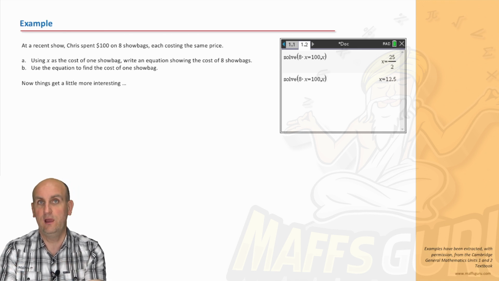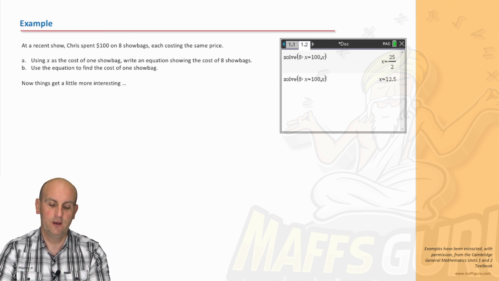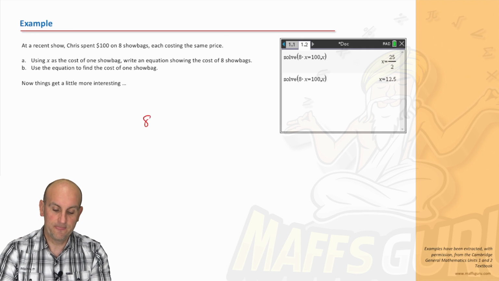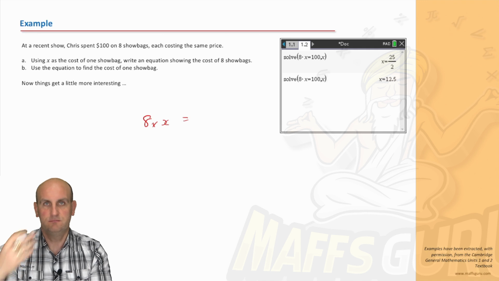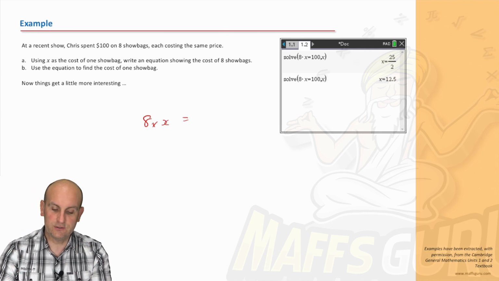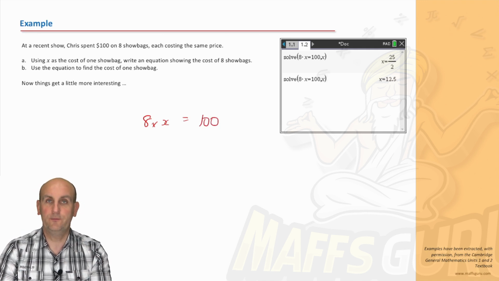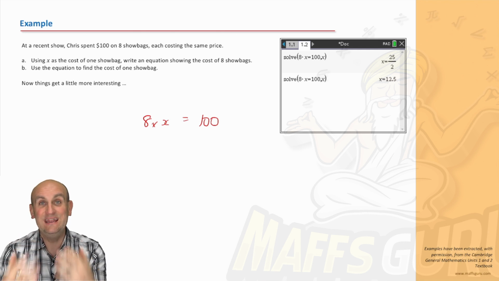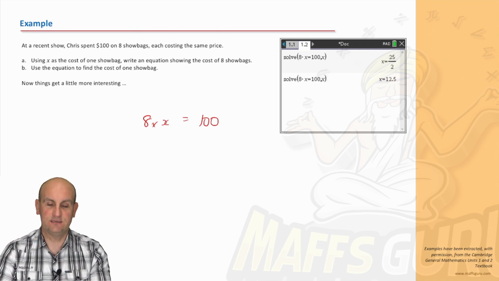So they're telling you now, x is the cost of a show bag. Write an equation showing the cost of 8 show bags. So 8 times the cost of one show bag is equal to 100. Again, I need to know that 8 times the cost.